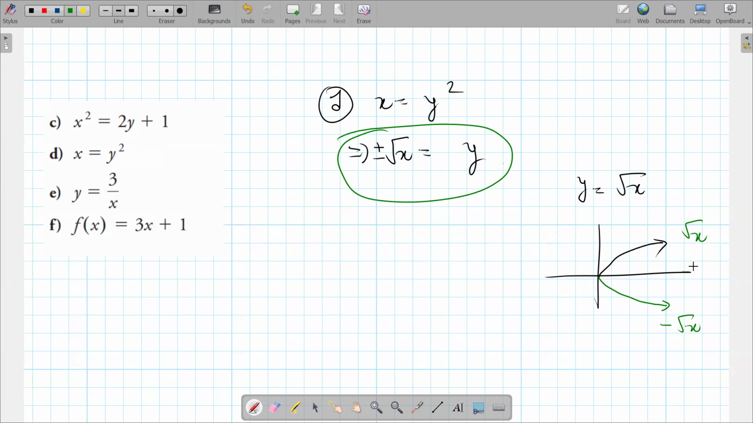Is this a function? No, it's not. You're looking at it as a whole, because y is a combination of this and this, okay? So you're looking at the bigger picture here. Again, is that a function? No, because it doesn't pass the vertical line test, right? So it is not a function.